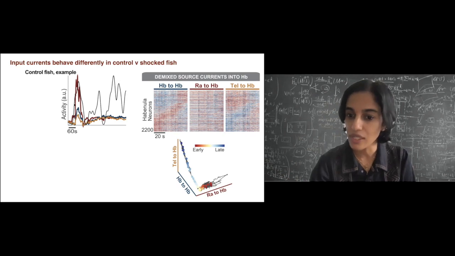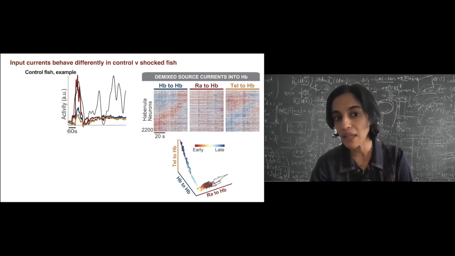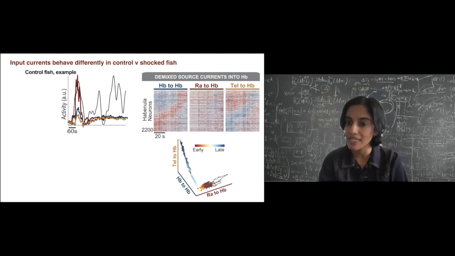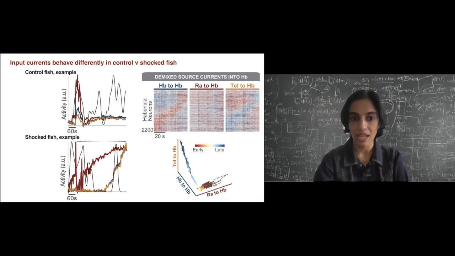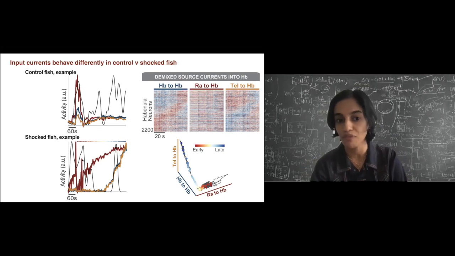The three currents here, the raphe to habenula in red, habenula to habenula in blue, and telencephalon to habenula in yellow, seem to kind of mirror each other throughout the duration, right? They're not doing anything spectacularly different. When you look at a shocked fish, on the other hand, and now it's the exact same thing, except for a random shocked fish, right?